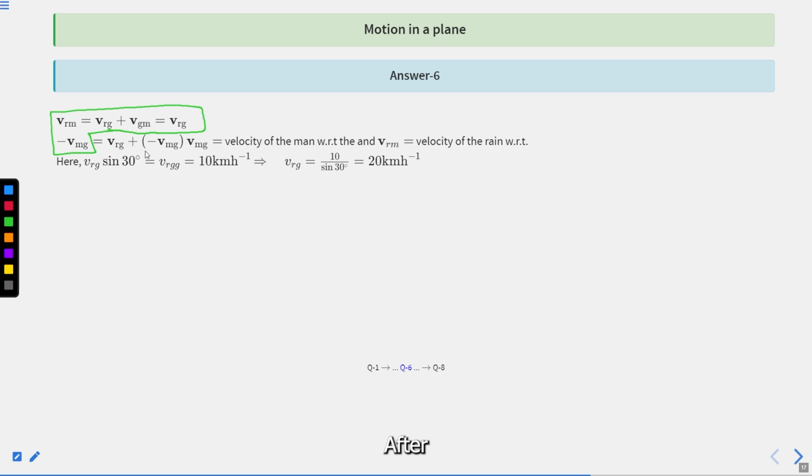After equating these terms, the velocity of man with respect to the ground and velocity of rain with respect to the man can be calculated using this formula.